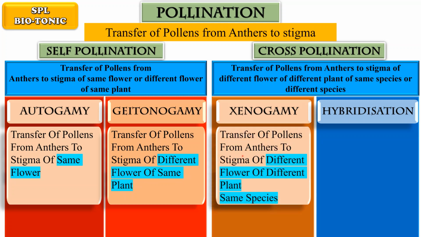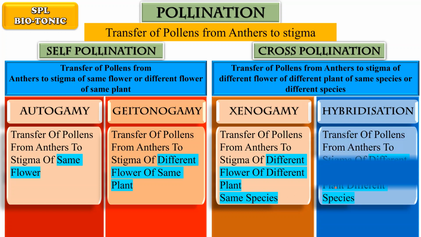In xenogamy, the pollens are transferred from anthers to the stigma of a different flower of a different plant of the same species. In such cases, the progenies are genetically different from the parents. The last type is very rare, where there is a transfer of pollens from anthers to the stigma of a different flower of a different plant of a different species.